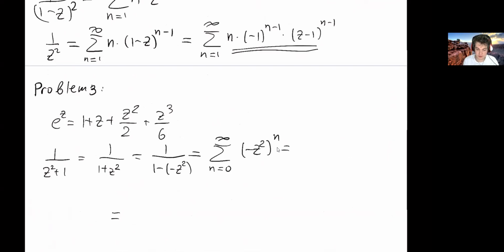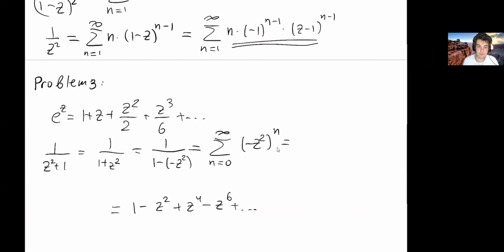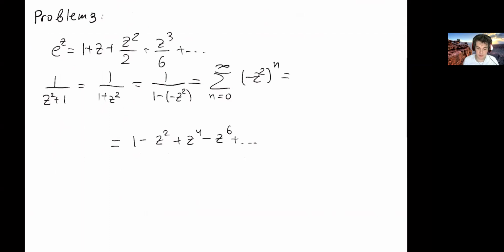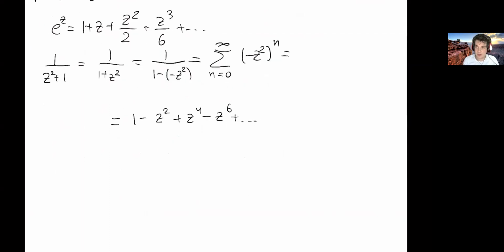Okay, and I'll write the first couple of terms. So it will be 1 minus z squared plus z to the 4th minus z to the 6th, and so on. Okay, and then the last thing is 1 over z, but 1 over z is fine. Okay, now I want to take this and multiply.